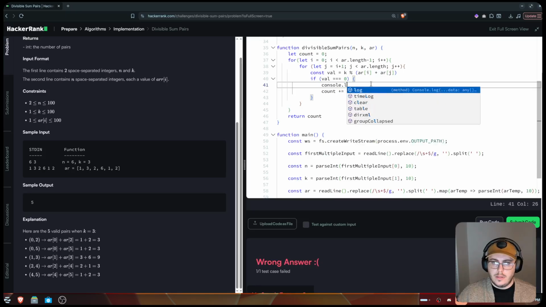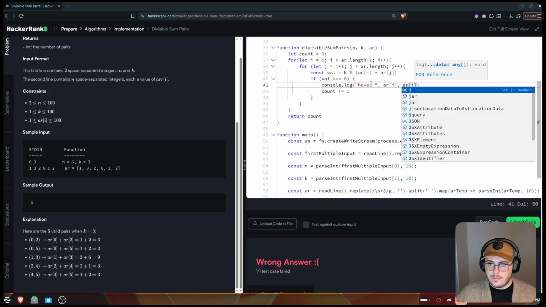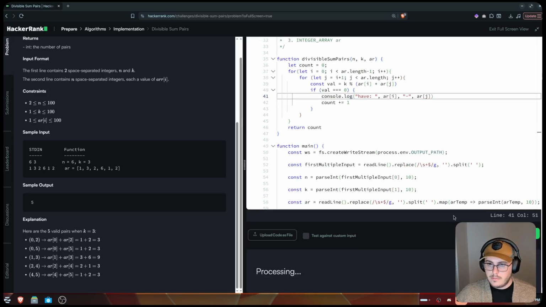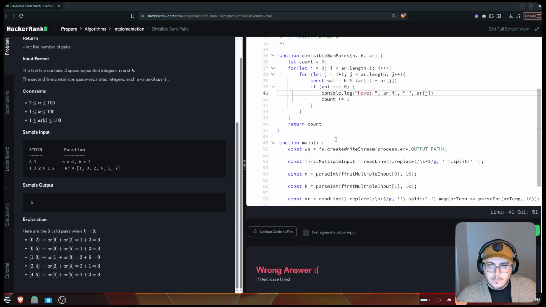So console.log have, we're going to say ri, rj. Let's add a little dash in here. That, run code. So we have 1-2, 1-2, 2-1, and 1-2. 1, 2, 1, 2, 2, 1, 1, 2. 3, 6 did not. 3, 6 did not do it.